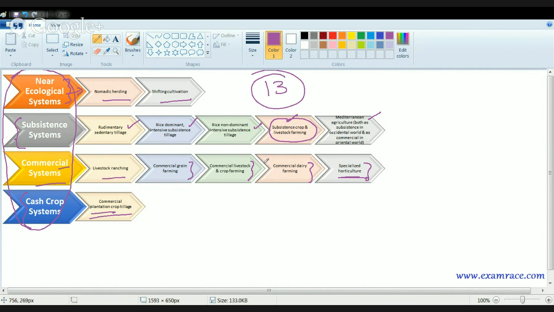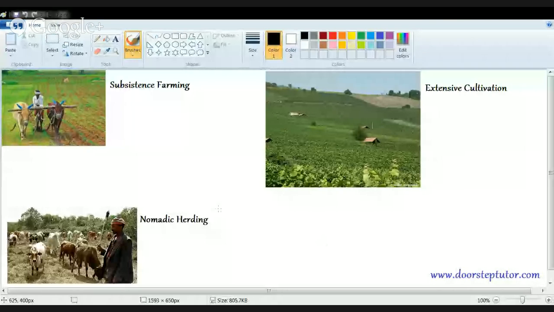Now we'll talk about each of these types in detail and understand the basics behind each of these agricultural systems, and in which region what kind of agricultural system dominates. Besides these 13, we would be looking at some other major types of agricultural systems. So let's start with the first kind of system today. The first kind of system that we will be discussing today is subsistence farming.